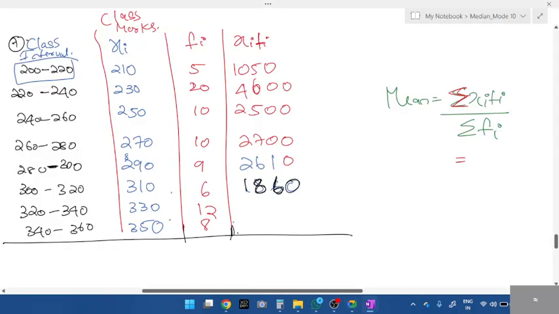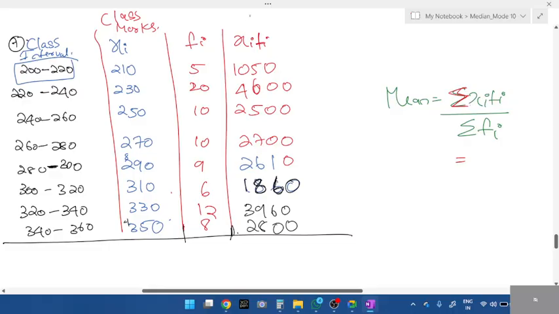Tell me the value 12 into 330 students. 3,960. Next, 2,800. How do you solve this question?